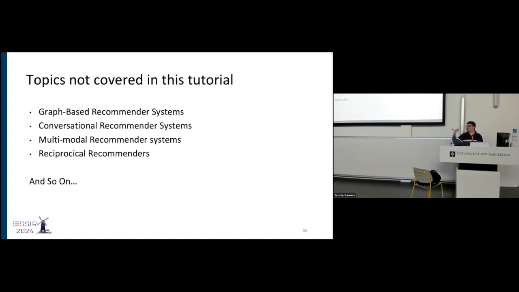Reciprocal recommenders, for example, are a very interesting task where you need to not only recommend items to users, but also users to items. One example of this is dating, where you have limited resources from both sides, or job recommendation. So there are lots of open problems. And as I said, nowadays LLMs are becoming a big thing, so how we live with these LLMs is also a huge problem that can be a topic of multiple PhDs.